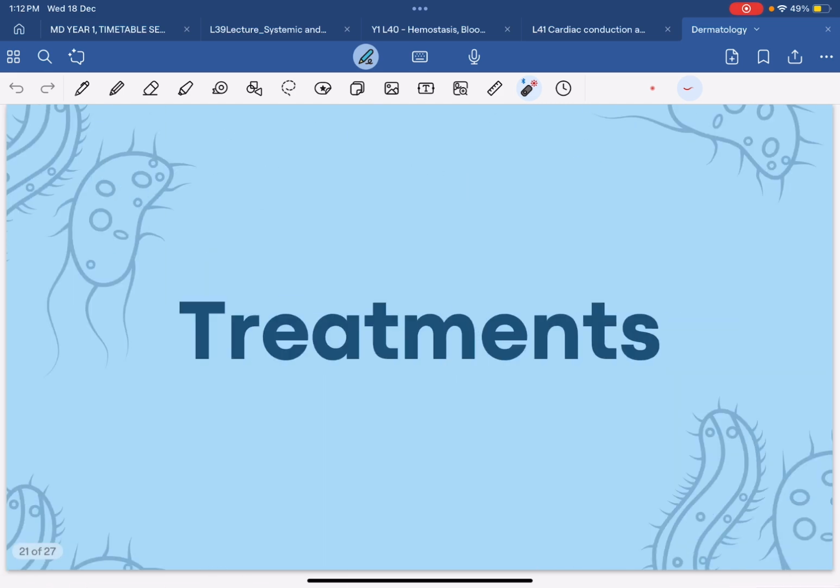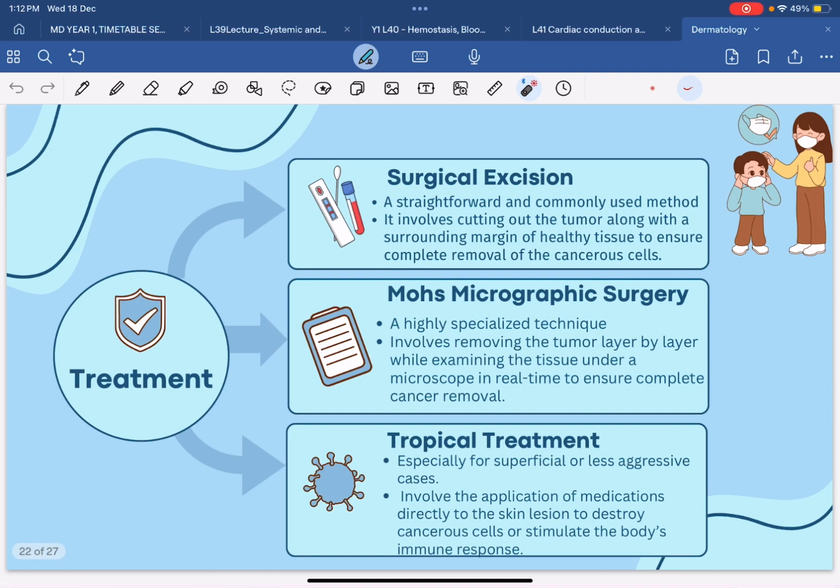There are also several ways to diagnose skin cancer. There are clinical evaluation, dermatoscopic check, and biopsy. Okay, and now I will share about the treatments that help to treat skin cancer. The first one is surgical excision. This is a straightforward and commonly used method to treat skin cancer.